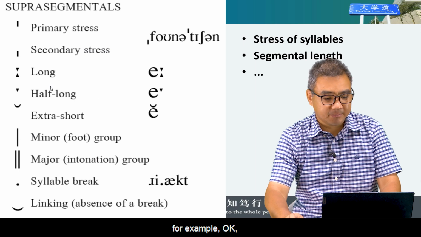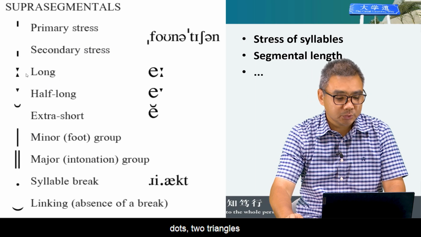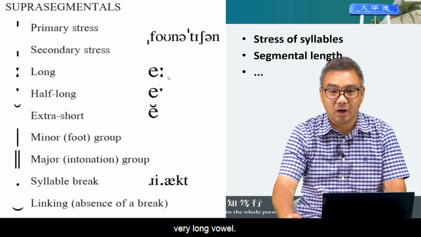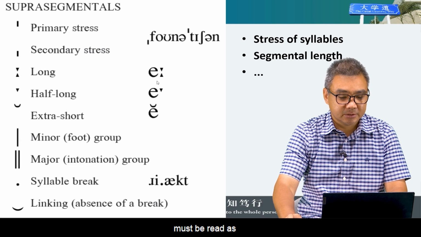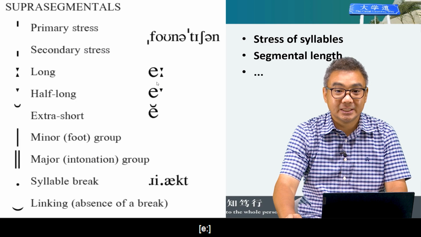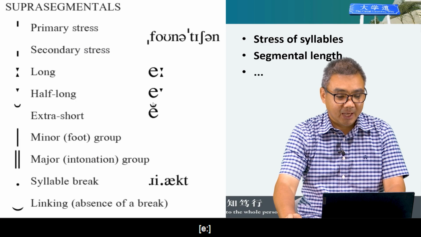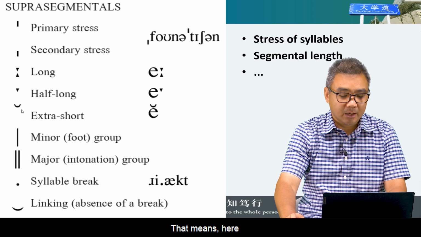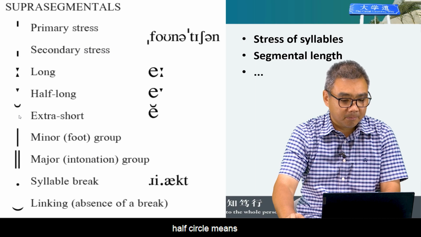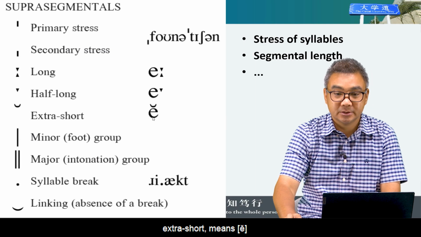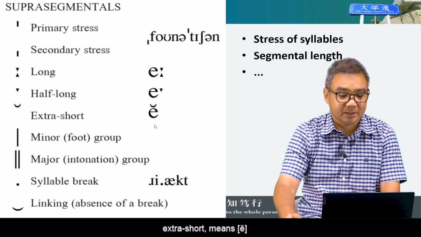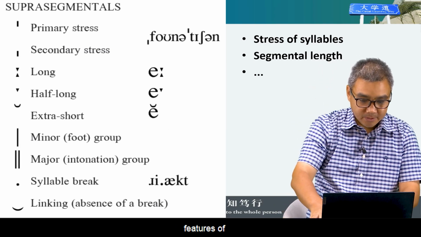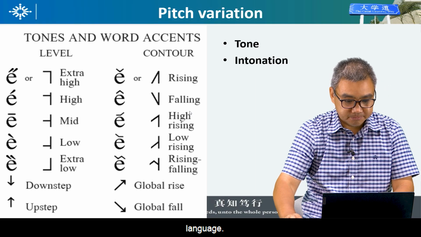And also the length, for example. Here, 2 black triangles show the very long vowel. For example, this must be read as a long vowel, and this one too. And a half circle means the extra short. Anyway, this shows different features of vowels of language.